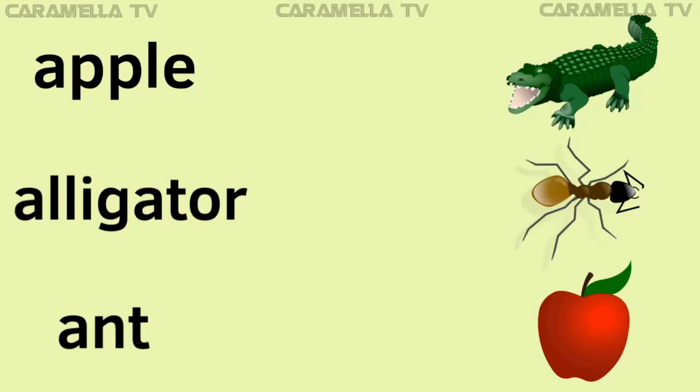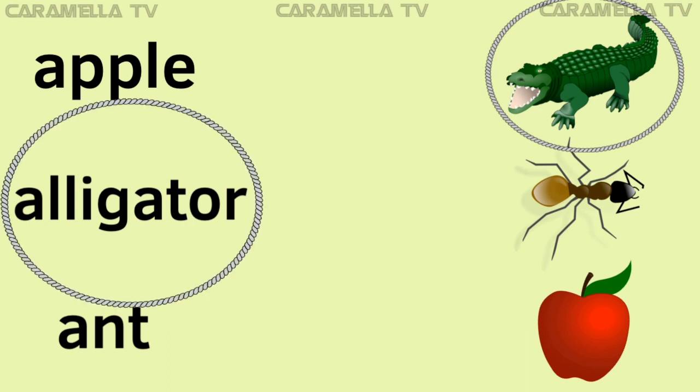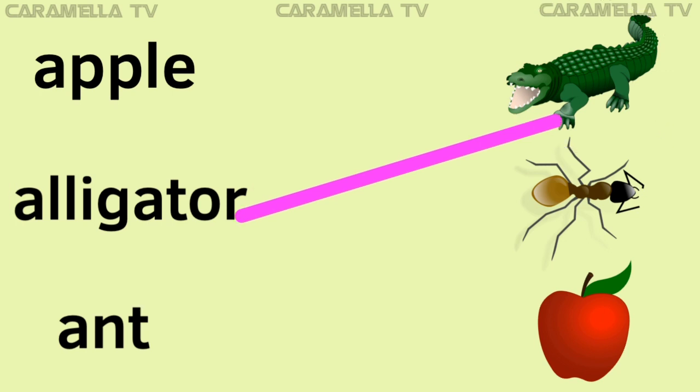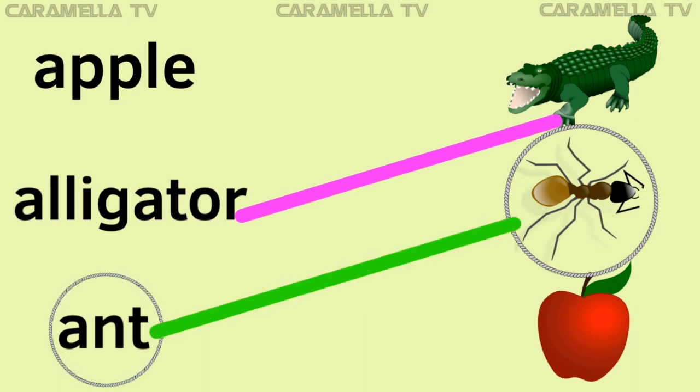Hi guys, let's connect every picture with its word. And first picture we have is a picture of an alligator. Can you guys guess where is the word alligator? That's right, let's connect them. And second picture we have is ant. Can you guys guess where is the word ant? That's right, let's connect them.